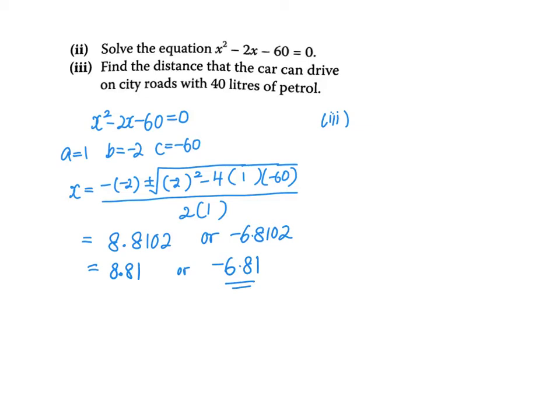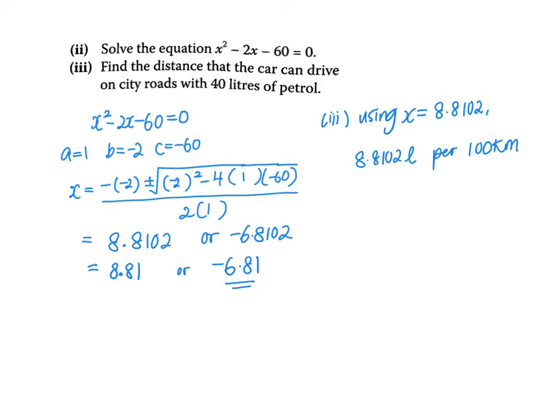Now I have two different answers. Remember that x is the amount of petrol used. Can x be a negative number? No. So in this case, we are going to say x is the positive number, and we need a more accurate answer. So that would be 8.8102. So normally x liters, 8.8102 liters per 100 kilometers as per given in the question.